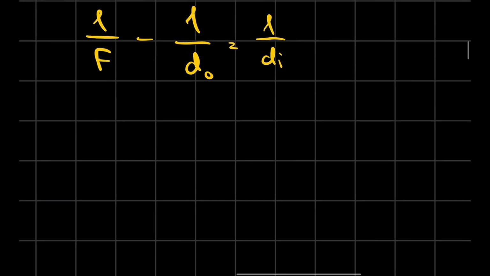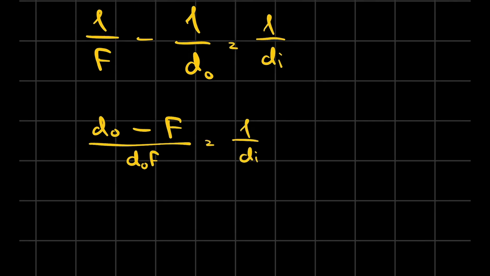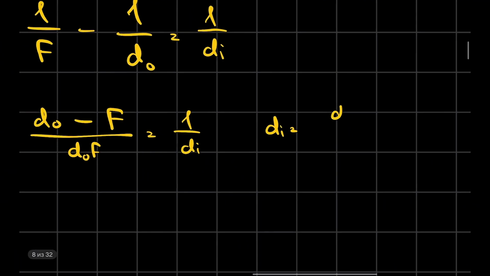So we need to multiply this part by do. That part we multiply by f, and the bottom would be just do multiplied by f. This would be 1 divided by di. Then our di would be what? We just swap the bottom and the top. Then it definitely has to be: this thing has to be do f divided by do minus f. Okay, good.